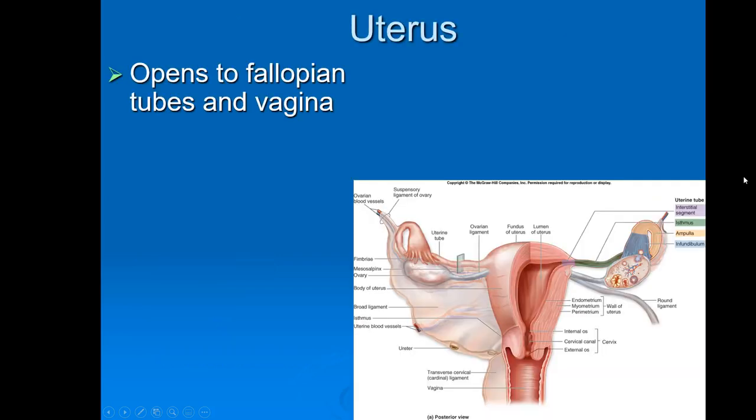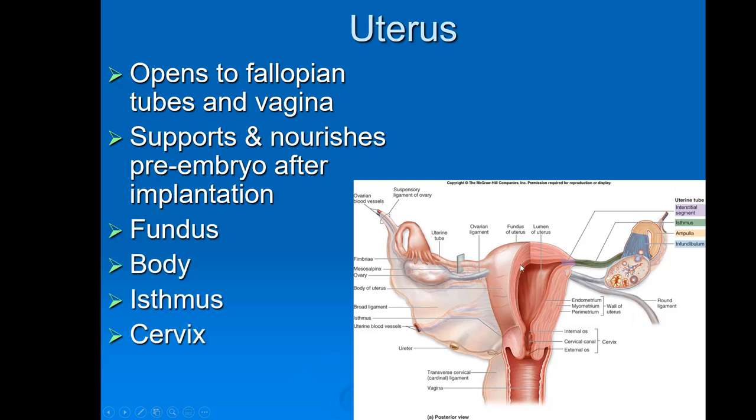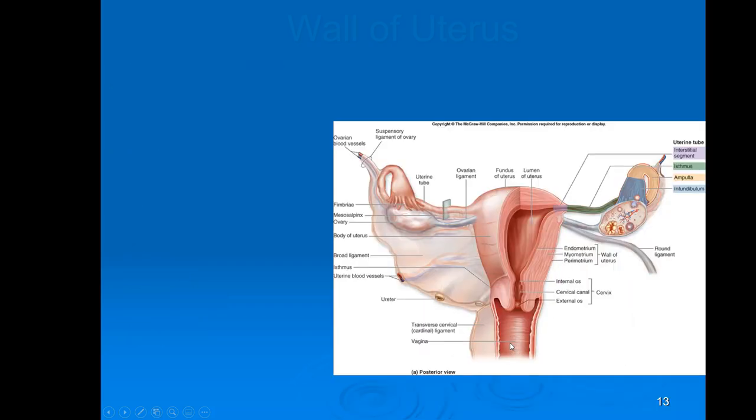So looking at the uterus, it opens to the fallopian tubes and also the vagina. It supports and nourishes the pre-embryo after implantation into the uterine wall. And there are different regions. Anatomically, these are the regions of the uterus. You have the fundus, which is the big round region. You have the body, which is the main part. The isthmus, which is this kind of constricted region. And then the cervix is the bottommost part. The cervix is the inferior-most part of the uterus, and it opens up into the vagina.